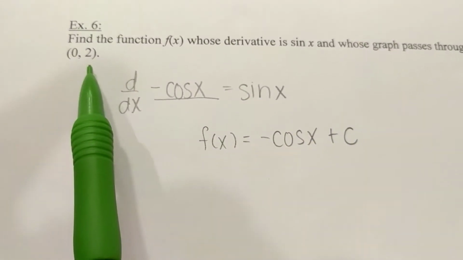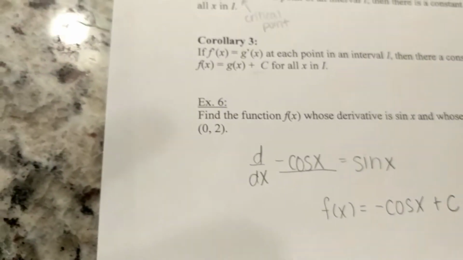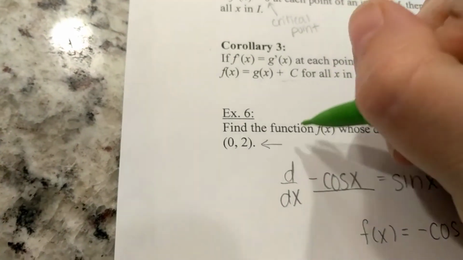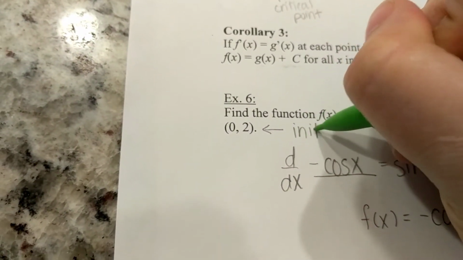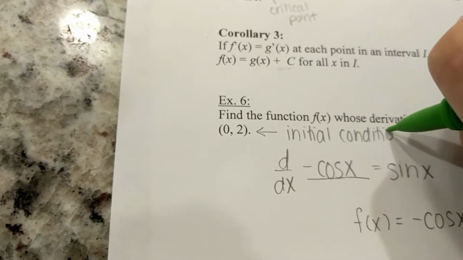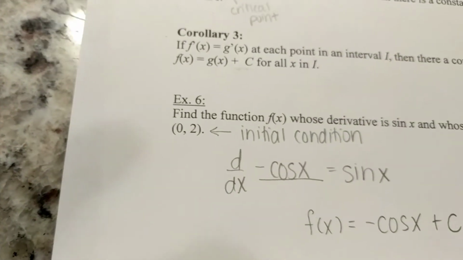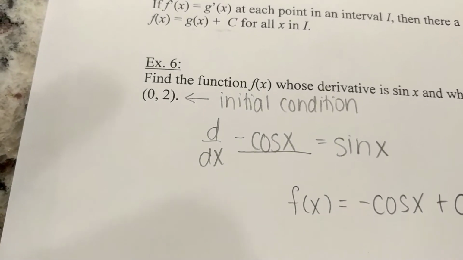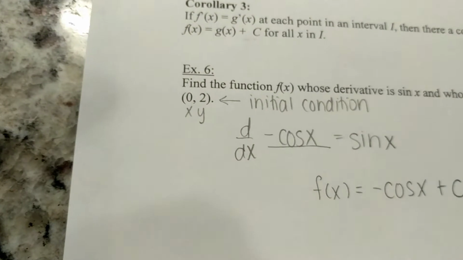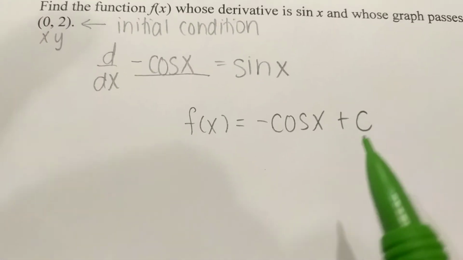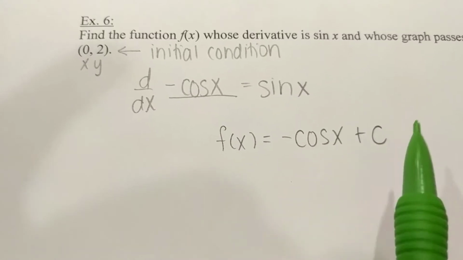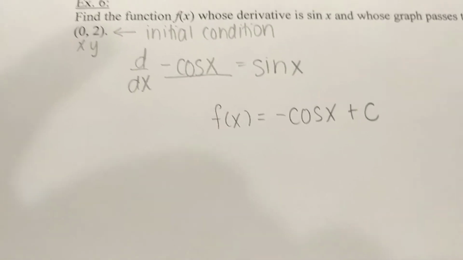Now, they gave us this ordered pair, 0, 2, that has a really special name, and we're going to do a lot with it in future chapters. But this little point here is called an initial condition. And the reason they give us that point is to help us solve for plus c. So 0, 2 is your x and your y value. So I'm going to plug in 0 for x, and I'm going to plug in 2 for y, and that's going to help me solve for c.